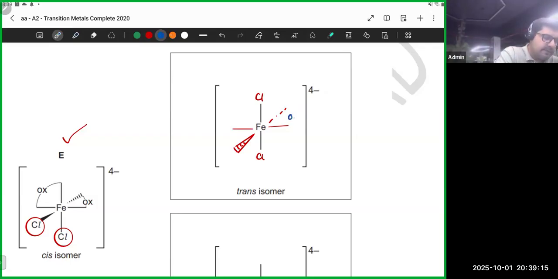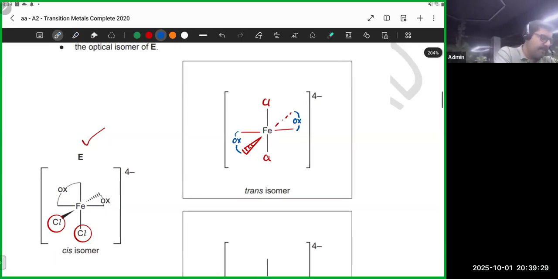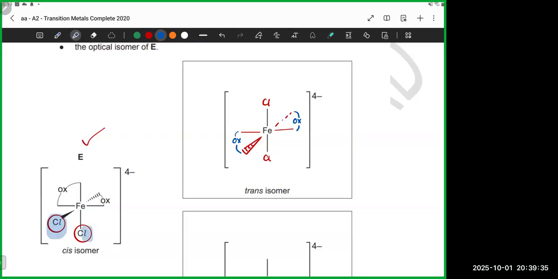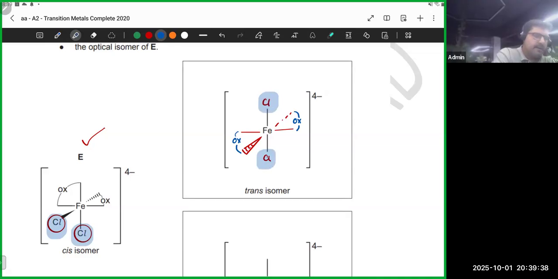So I've got this ox thing. It's a bidentate ligand, so I'm going to draw it like this. Okay, is this clear? Yes, sir. The Cls are now on opposite sides, right? The ox was the bidentate ligand, so it was attached on these two sides. Now it's attached on the remaining side, whatever's left. Okay, so that's your cis and trans.